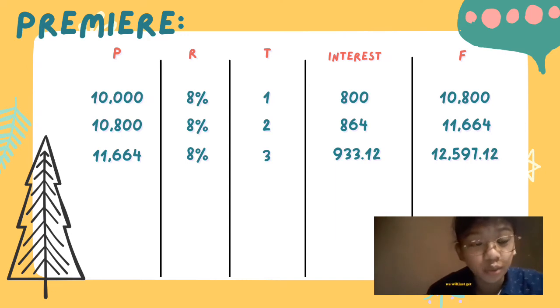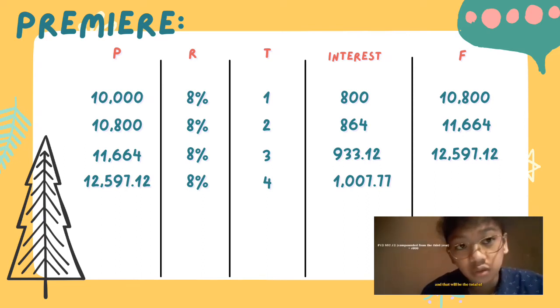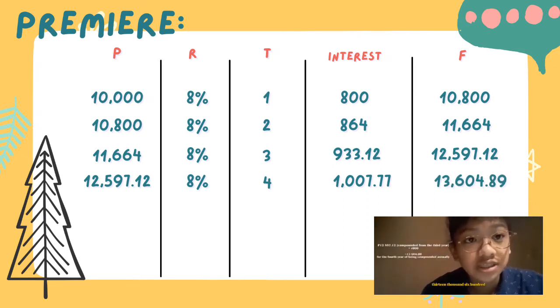For our last year, we will just get the compounded amount that we get from the third year. That is 12,597.12 pesos, and we will just add up the interest, which is 8%, and that will be the total of 13,604.88 pesos for the fourth year.